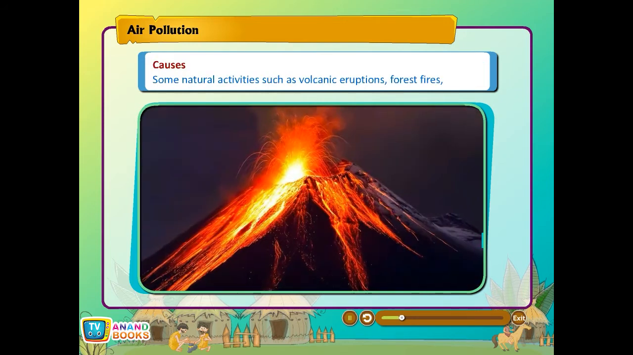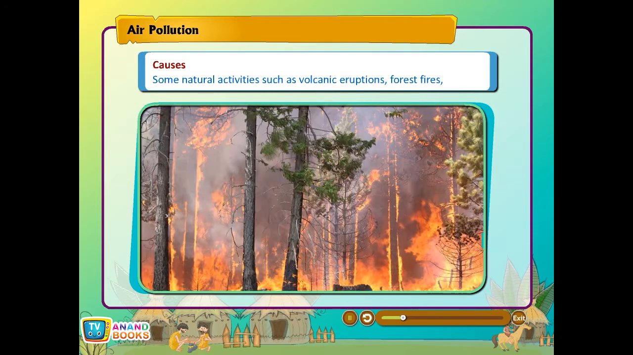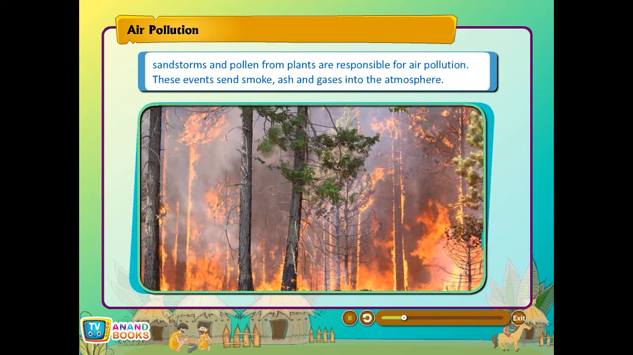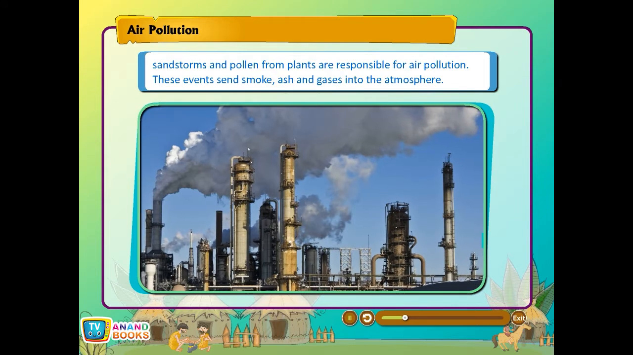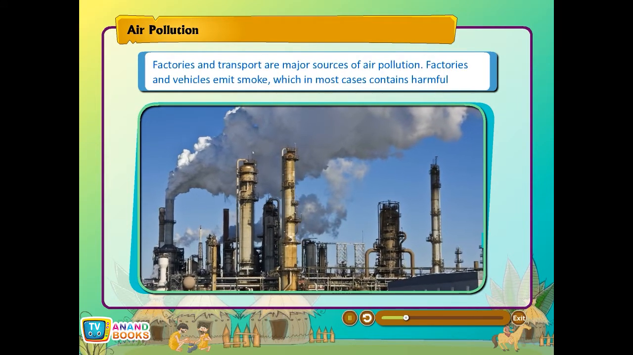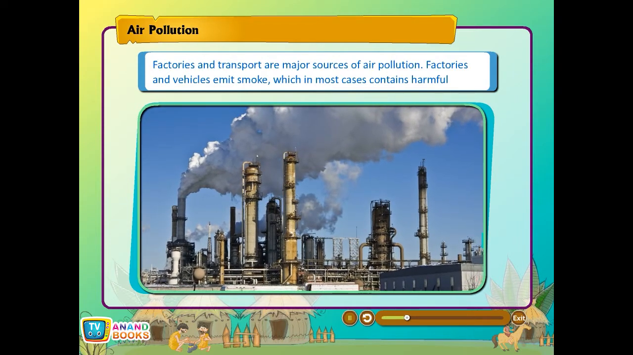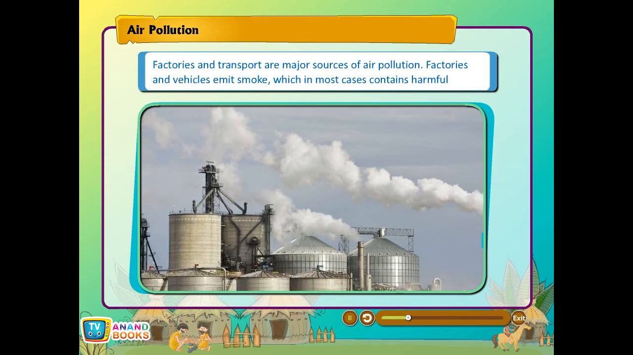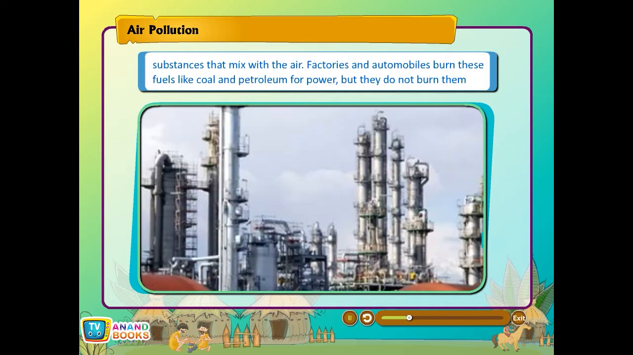Causes. Some natural activities such as volcanic eruptions, forest fires, sandstorms, and pollen from plants are responsible for air pollution. These events send smoke, ash, and gases into the atmosphere. Factories and transport are major sources of air pollution. Factories and vehicles emit smoke, which in most cases contains harmful substances that mix with the air.